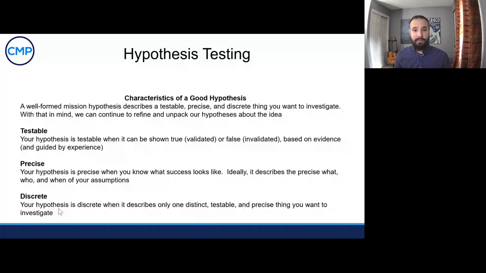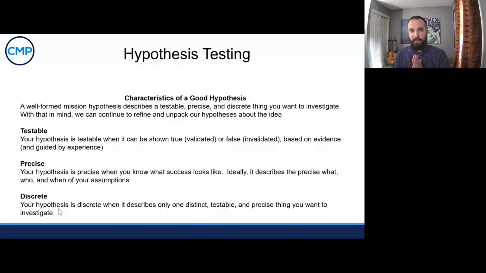The next thing is it has to be precise. You have to know what success looks like, so the who, what, when of your assumptions. And then lastly, discrete. My recommendation is that you should only be testing one, maybe two things with each of your hypothesis statements, nothing more. If they become too large, you're going to have a very difficult time ascertaining what it is you're trying to validate or invalidate and what you're trying to learn. Interestingly enough, you can see how this overlays with the mission model canvas. Within these questions, these types of hypotheses overlap one for one with your mission model canvas.